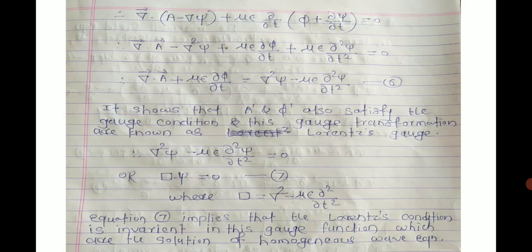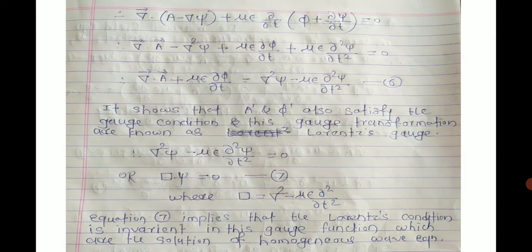And if we put this del dot A plus mu epsilon dphi/dt equal to 0, then the equation becomes del square psi minus mu epsilon d square psi by dt square is equal to 0. We write this as the square, and that square is the D'Alembert operator, D'Alembert operator psi is equal to 0. This is equation 7, and the value of the D'Alembert operator is del square minus mu epsilon d square by dt square.